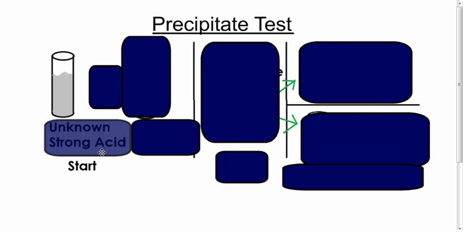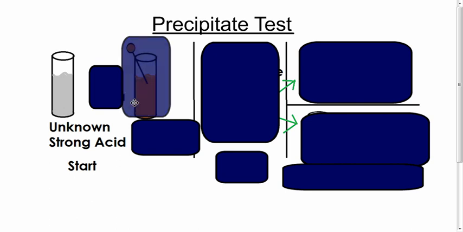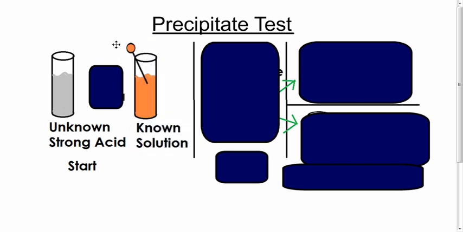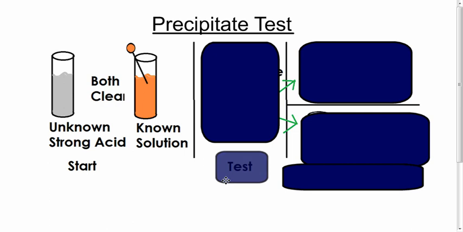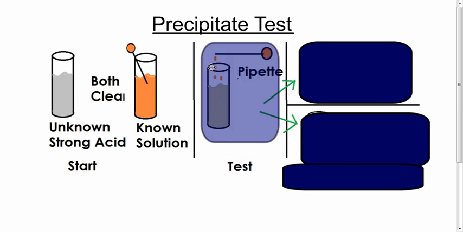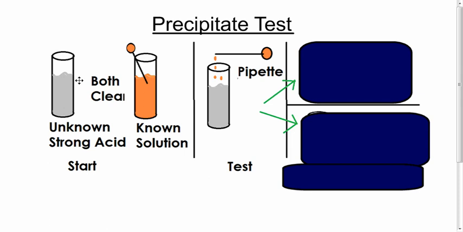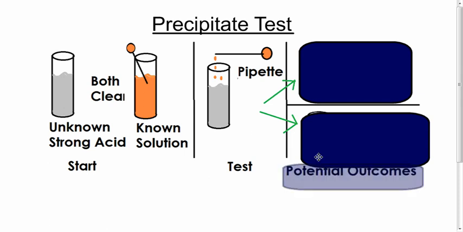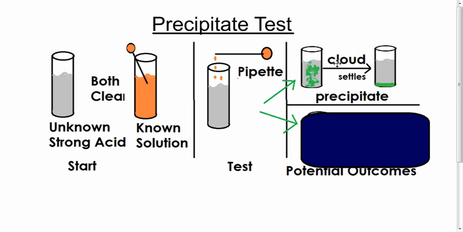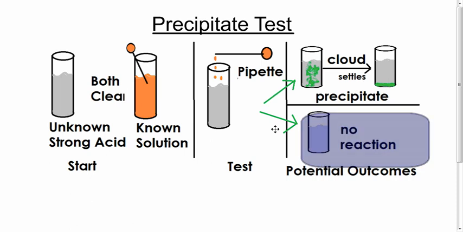You've got your unknown acid. Let's just pretend it's a strong acid. And I've got this known solution, something I know what it is. Now let's just pretend they're clear. I know they're colored, but let's just pretend they're clear. You add a couple drops of the orange solution to the gray solution, and you've got two outcomes. You can make a solid, and if you made a solid, it'd form this cloud, which would eventually settle, and that thing is called a precipitate. And if you didn't, then you've got no reaction.